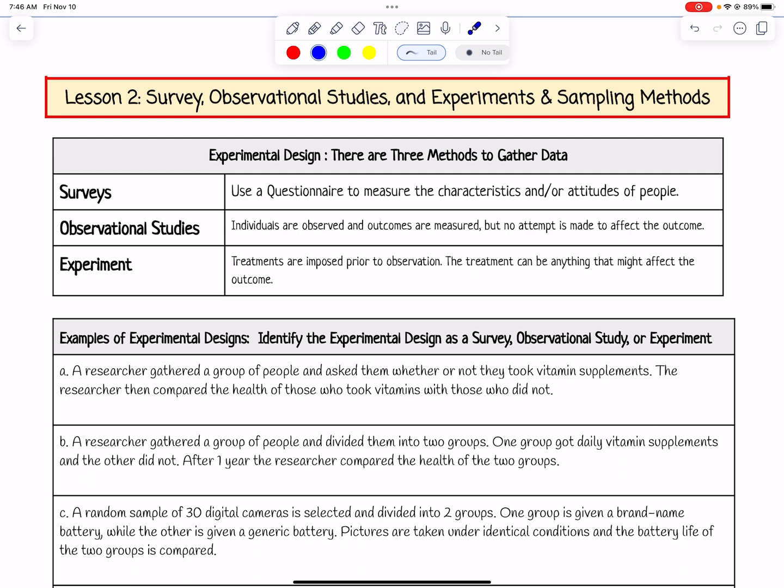An observational study is different. That's when your individuals are observed and outcomes are measured, but no attempt is made to affect the outcome. And an experiment is different from those two because a treatment is imposed prior to observation. So the treatment can be anything that might affect the outcome. Let's look at some examples to help clear this up.